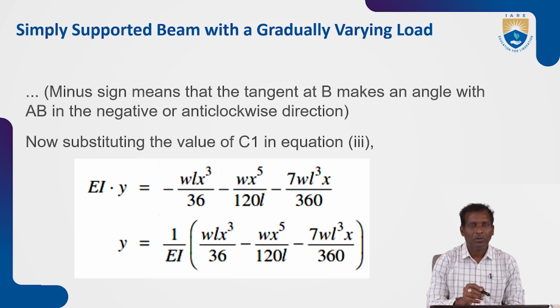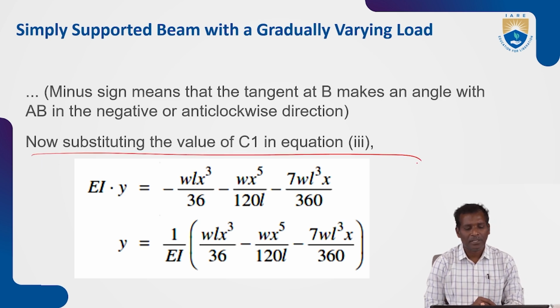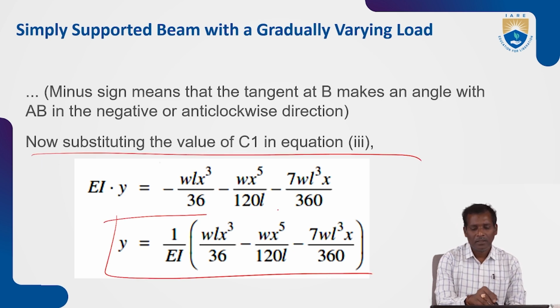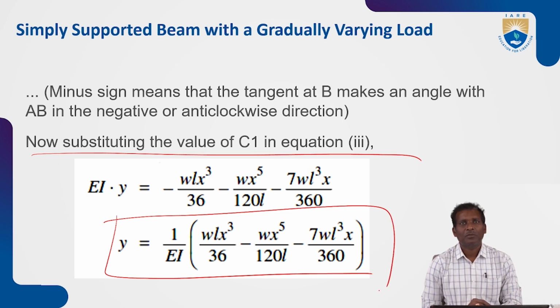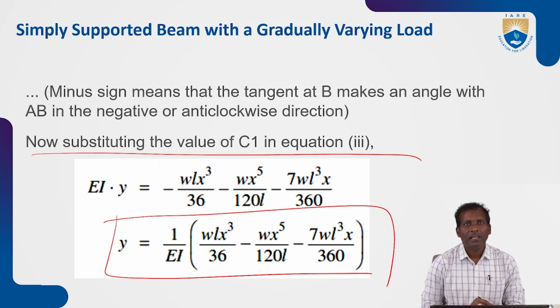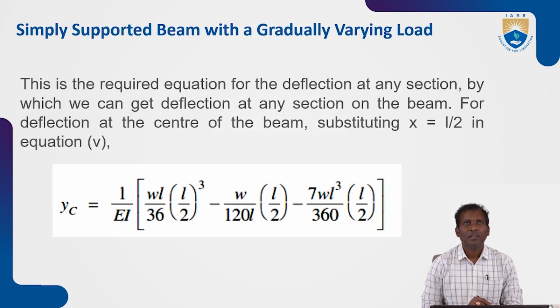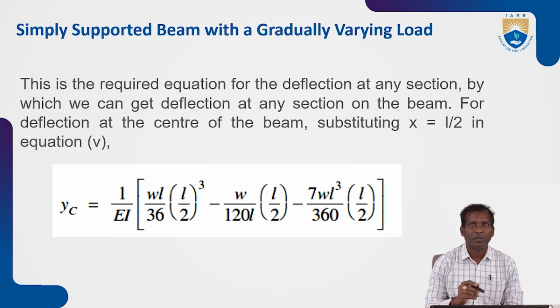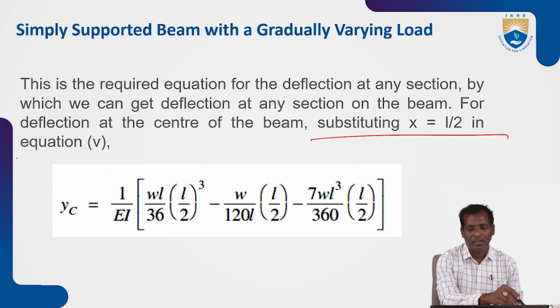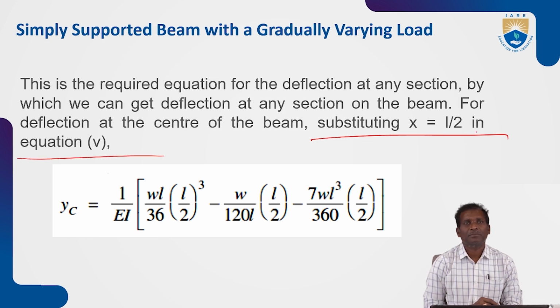Now substituting the value of C1 in the third equation, you will get the y value: 1 by EI into WLx cube by 36 minus Wx to the power of 5 by 120L minus 7WL cube x by 360. This is the required equation for the deflection at any section, by which we can get deflection at any section on the beam or deflection at the center of the beam, substituting x is equal to L by 2 in equation 5.